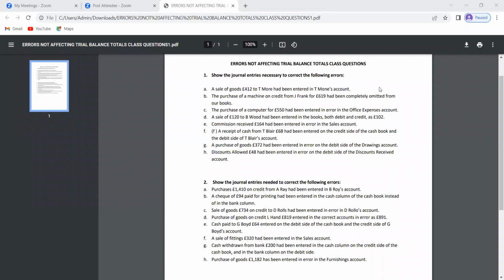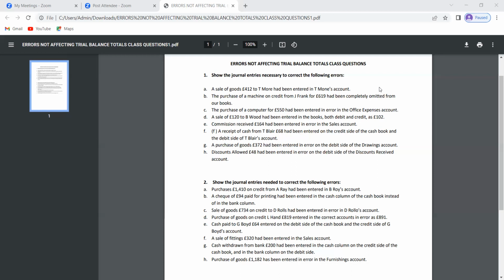Errors which do not affect the trial balance totals. That is what we are going to discuss this morning. How do we correct them? But I want you to note that the errors which do not affect the trial balance do so simply because, in one way or another, the effect on the debit is the same as the effect on the credit. So how the debit side has been affected, the credit side has also been affected in the same way.